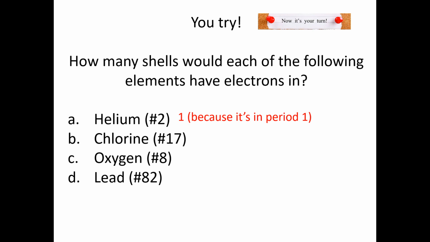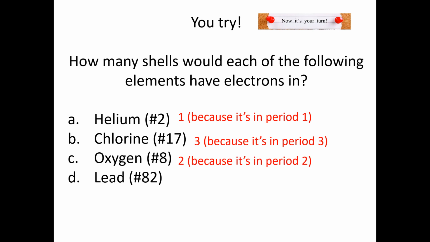Okay, let's check your answers. Helium is in period 1, so 1 shell. Chlorine is in period 3, so 3 shells. Oxygen is in period 2, so 2 shells. And lead is in period 6, so 6 shells.